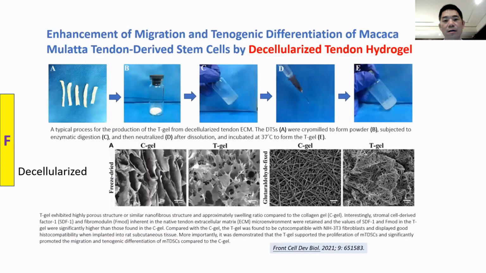The last type of injectable scaffolds are decellularized scaffolds, which means that for a tissue, the cells inside are removed and the residual materials are processed to be an injectable form.